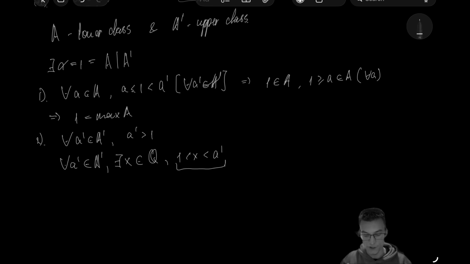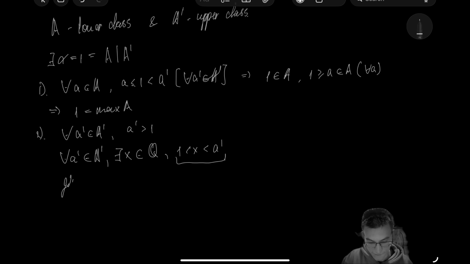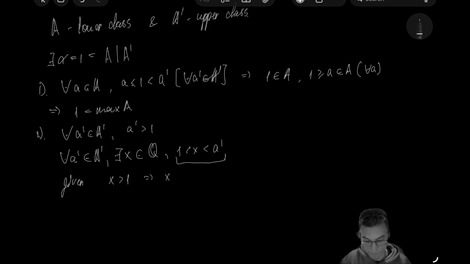We can actually show this. We can construct this using decimal notation. I'm not going to do this right now, but this is something useful. And given the fact that this x is actually greater than 1, it means that x belongs to a prime by definition of what a prime upper class is. But at the same time, we can see that for any a prime, we can always find such x. That means that there is no minimum element of a prime. We can conclude that there is no such minimum element of a prime.